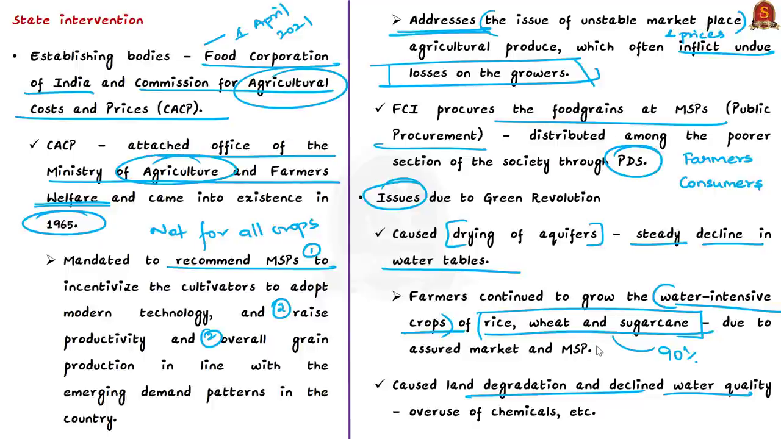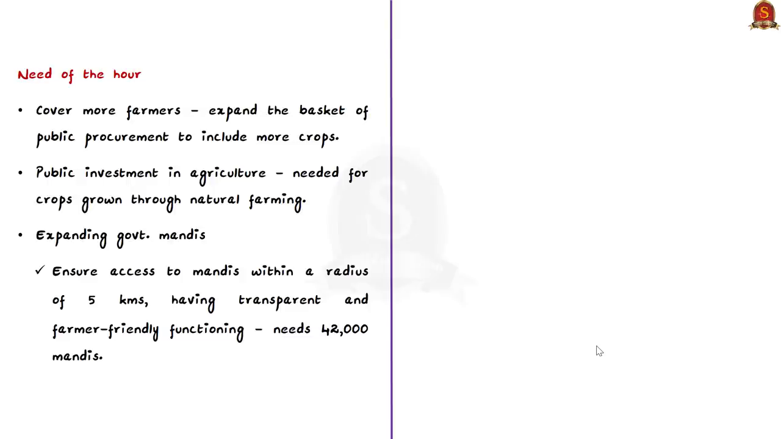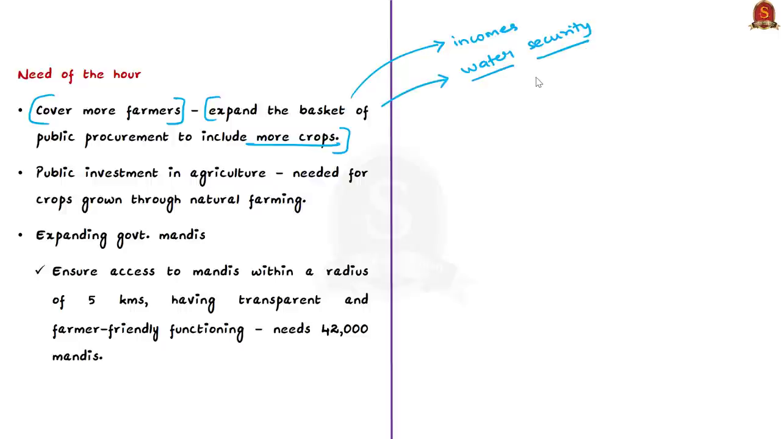So what is the need of the hour to tackle these issues? See, first is to cover more farmers. For this, there is a need to expand the basket of public procurement to include more crops. This measure itself will provide higher and more sustainable farmer incomes and also greater water security. Because if cropping patterns are diversified so as to include a variety of crops like millets or nutri cereals or pulses or oil seeds, then experts are saying that huge volumes of water could be saved.